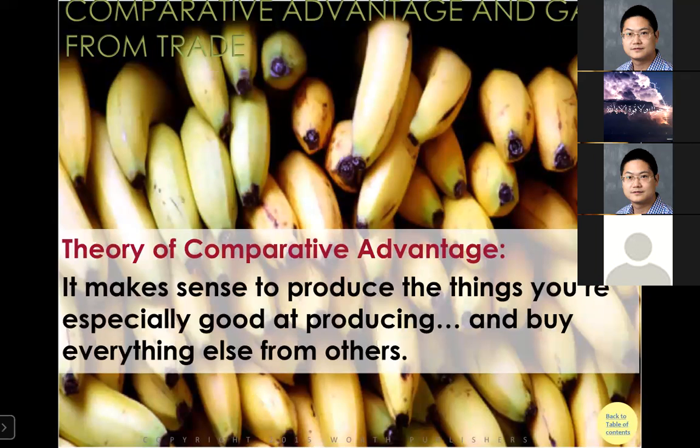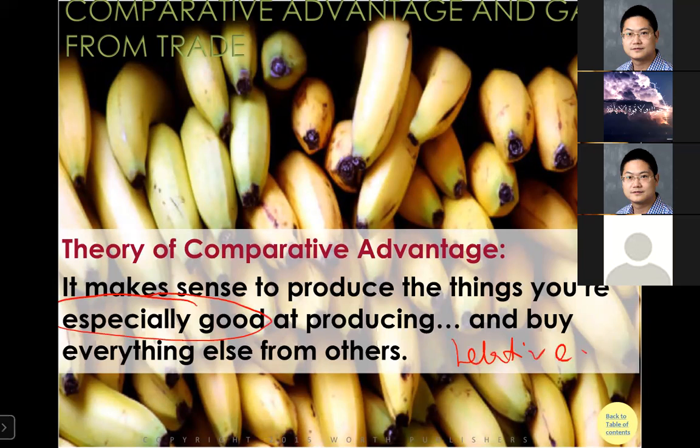The main thing in this chapter is the theory of comparative advantage. The theory of comparative advantage says it makes sense to produce the things you are especially good at producing and buy everything else from others. So the key word is you are producing stuff you're especially good at. But now we need to understand what that means. What do we mean we are especially good at? This especially good at is a relative term. It's a relative term, right?